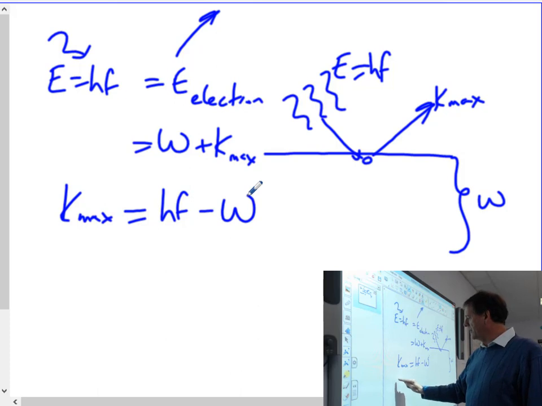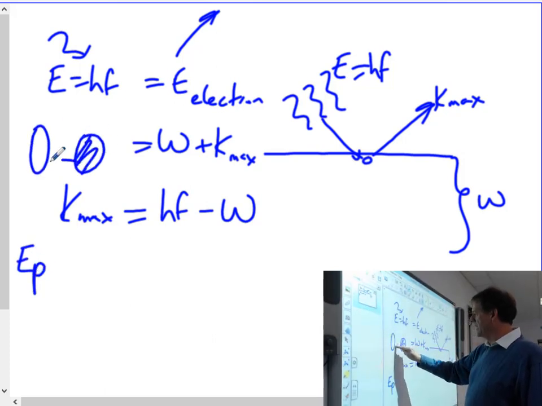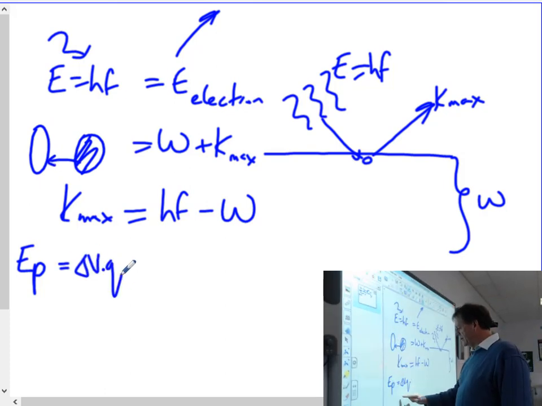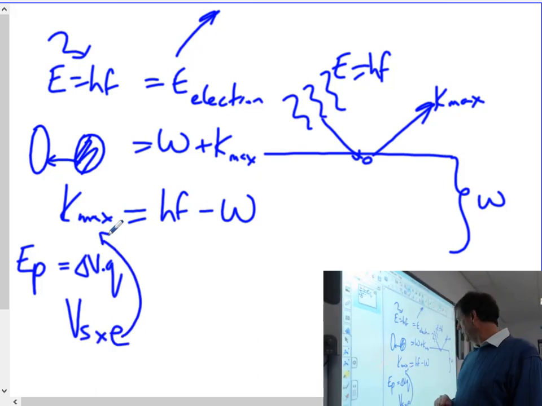If you know the stopping voltage, you can actually work out K max, because don't forget the K max is equal to the potential energy that the electron has got when it gets near that ring and you drop the current to 0, and that's equal to delta V Q, the work done. So if you know the stopping voltage and the charge of an electron, you can work out the K max, and vice versa. All right.